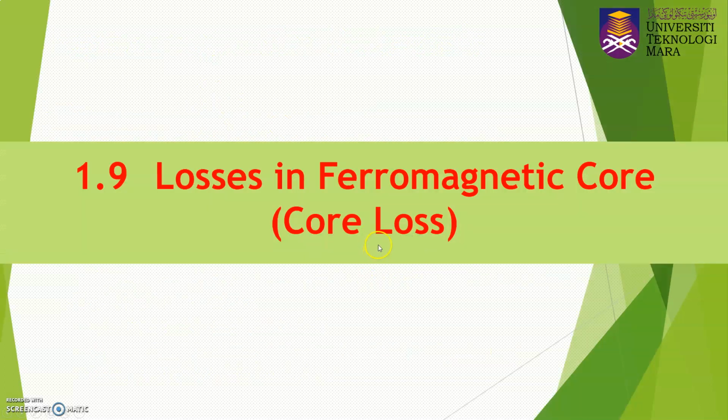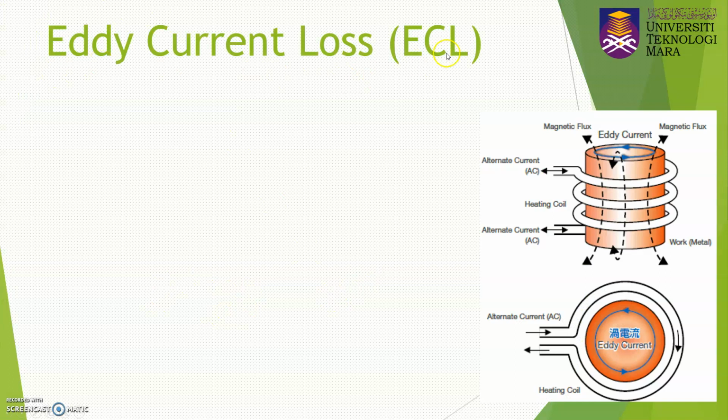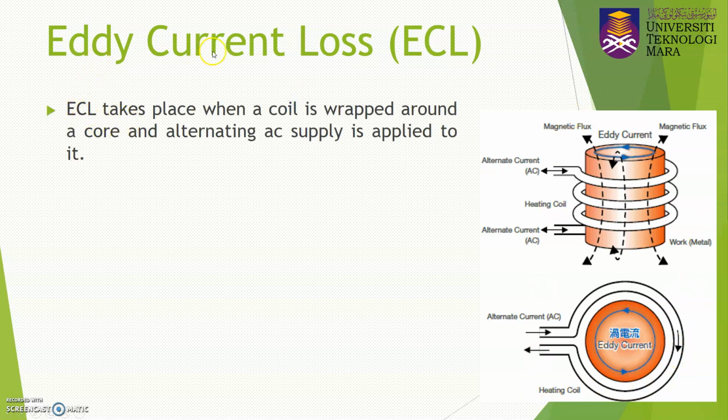And then the last subtopic is the losses in the ferromagnetic core, which we can also call core loss. Basically there are two different losses in the ferromagnetic core. The first one is the eddy current loss. You can just consider this picture first. Eddy current loss, we can also call it ECL. ECL takes place when a coil is wrapped around a core and an AC supply is applied to it.